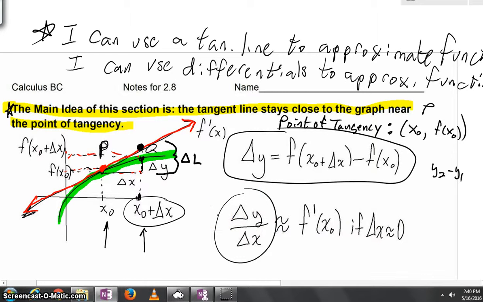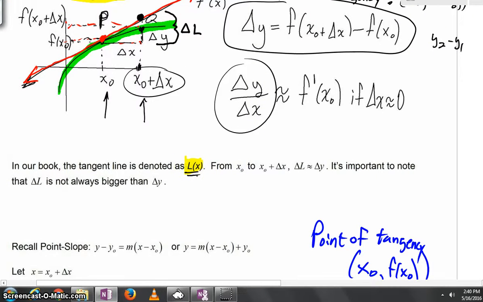Delta y over delta x is pretty close. That's your change in y over change in x. It's pretty close to f prime of x naught if delta x is very small. Okay, if delta x is very, very small. So let's take a look. Like I said, L of x is representing a line function. It's the tangent line function. And we could see that the change in L, the change that we see in the y values on the tangent line, are pretty close to the change in y that we see on the actual curve.